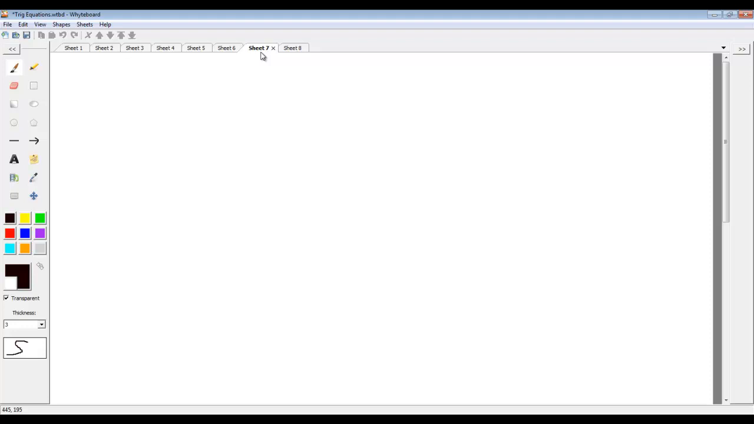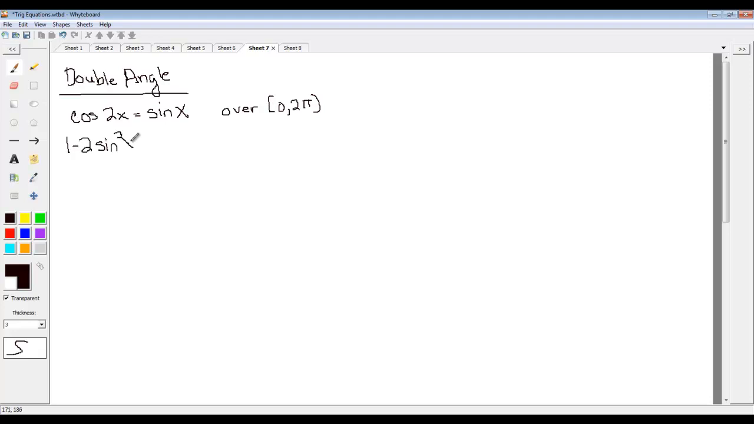Alright, the next, let's say you have double angle. You can have a double angle one too. Alright, sometimes with the double angle ones, it just helps to replace things with your known identities. Like on this one, you can replace cosine 2x with 1 minus 2 sine squared x. And I chose that one because of having sine x already on the other side. And then I could turn this into a nice quadratic equation.